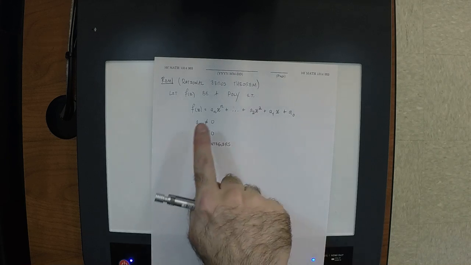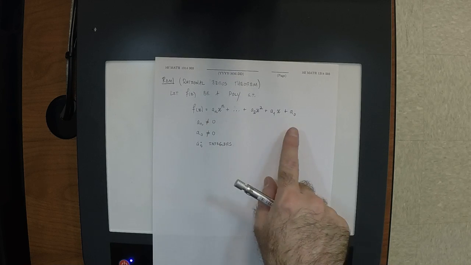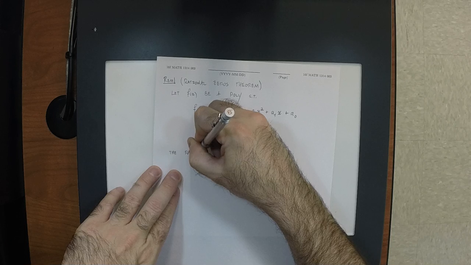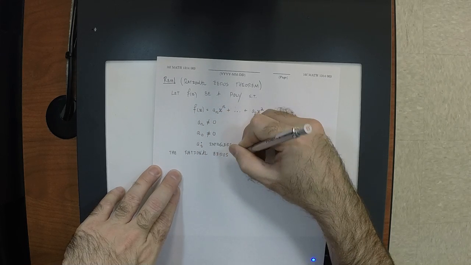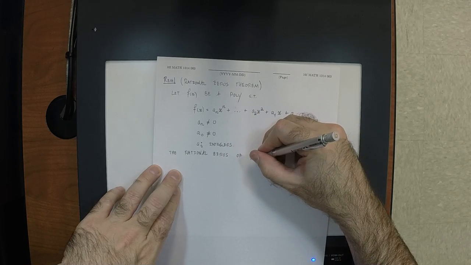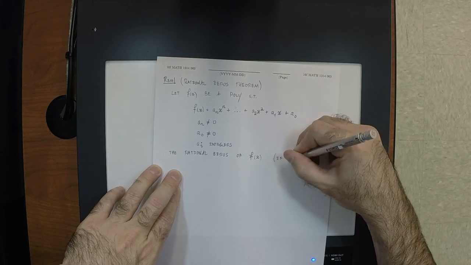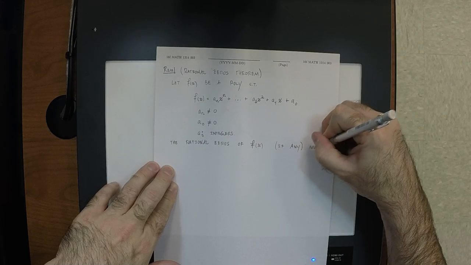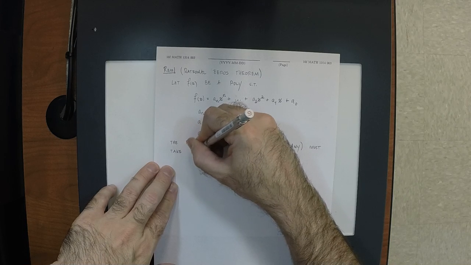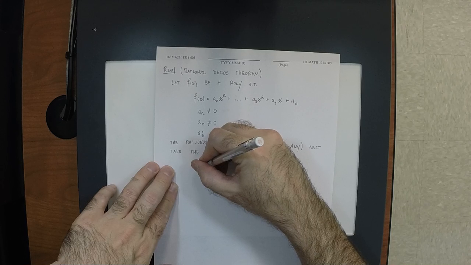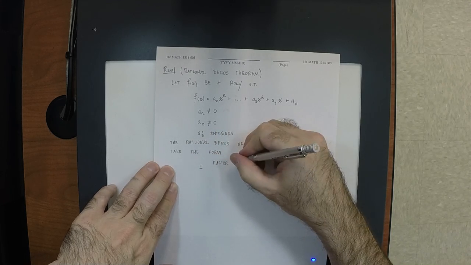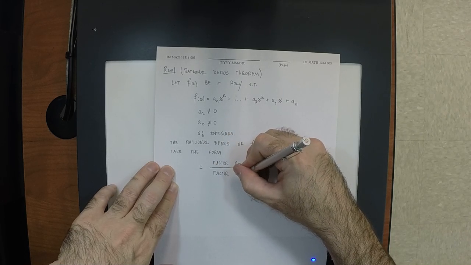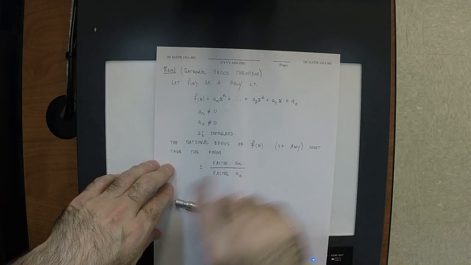So suppose that we have such a polynomial. All the coefficients are integers. The leading coefficient is not 0, the constant coefficient is not 0. The rational zeros of f of x, if any, because there don't need to be any, must take the form plus or minus a factor of the leading coefficient divided by a factor of the constant coefficient. And nope, these are backwards, or upside down. The a0 needs to be on the top.